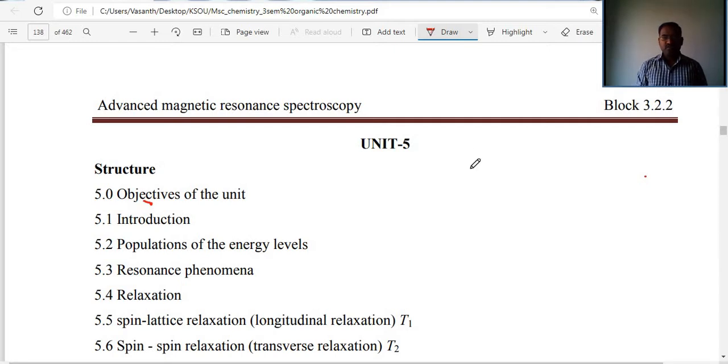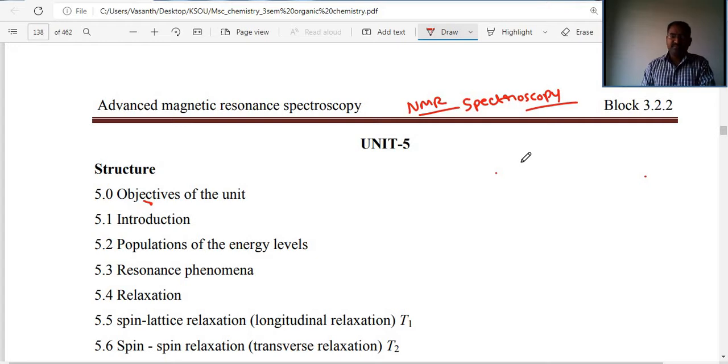In this module, we learn the concept of NMR spectroscopy. This is Unit 5, Block 2, 3rd semester's MSc Chemistry in Karnataka State Open University.